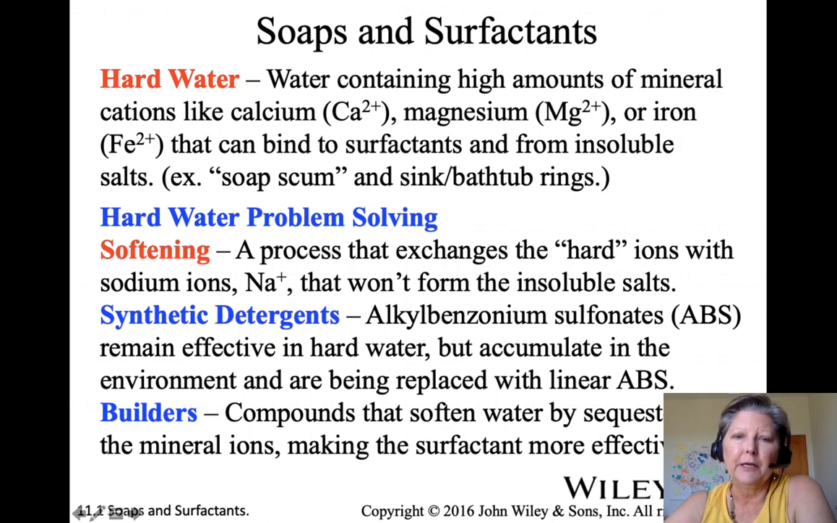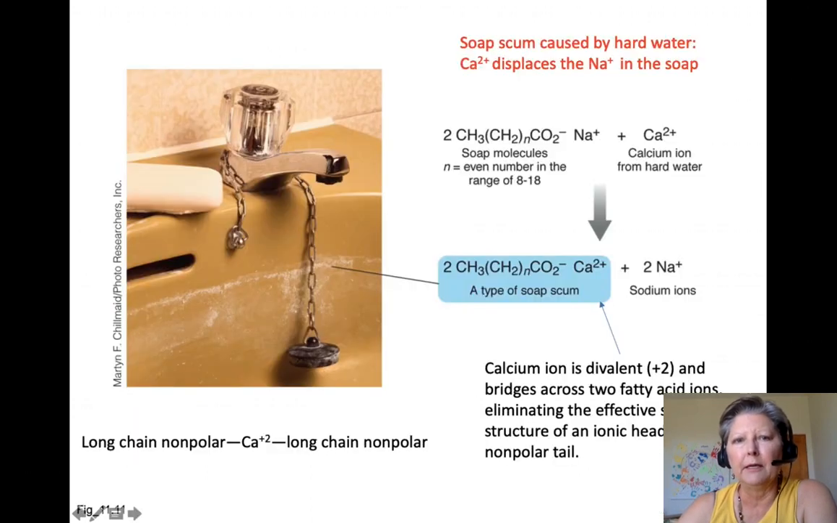And so we got a water softener, and what a water softener does is it exchanges the calcium, magnesium, iron type ions for sodium ions that won't form insoluble salts, which we're going to see what that is in a second. There are synthetic detergents that can remain effective in hard water, but they can cause environmental problems, and some of those have been replaced more recently with more environmentally friendly things. And there are things called builders. I didn't really expect you to know this, but they're compounds that soften water by sequestering mineral ions. They could like chelate around the ion.